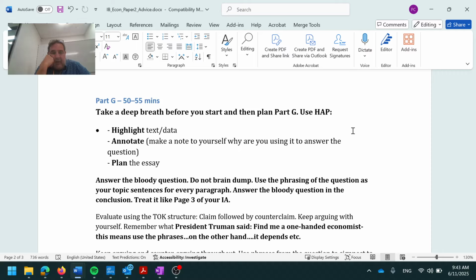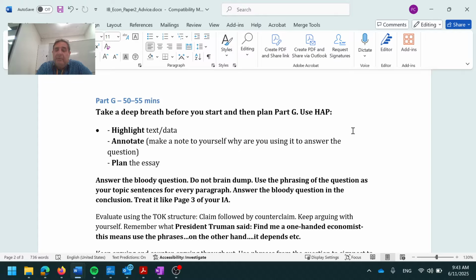All right, you can see the highlight there, the same message. Answer the bloody question. Do not do the brain dump. Do not write down everything you know about the topic. Actually answer the question, right? And the big tip there is to actually use the phrasing of the question as your topic sentences and your link statements for every single paragraph, right?